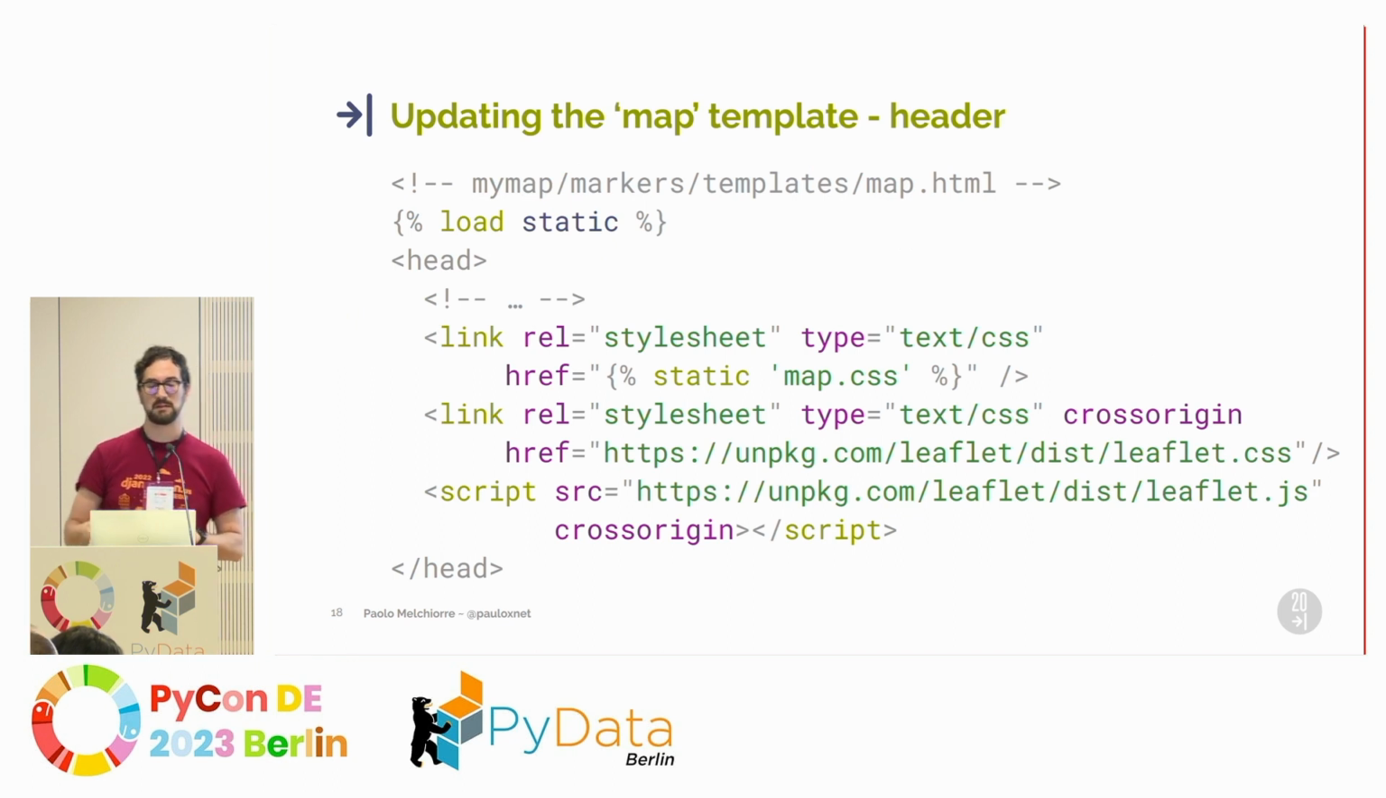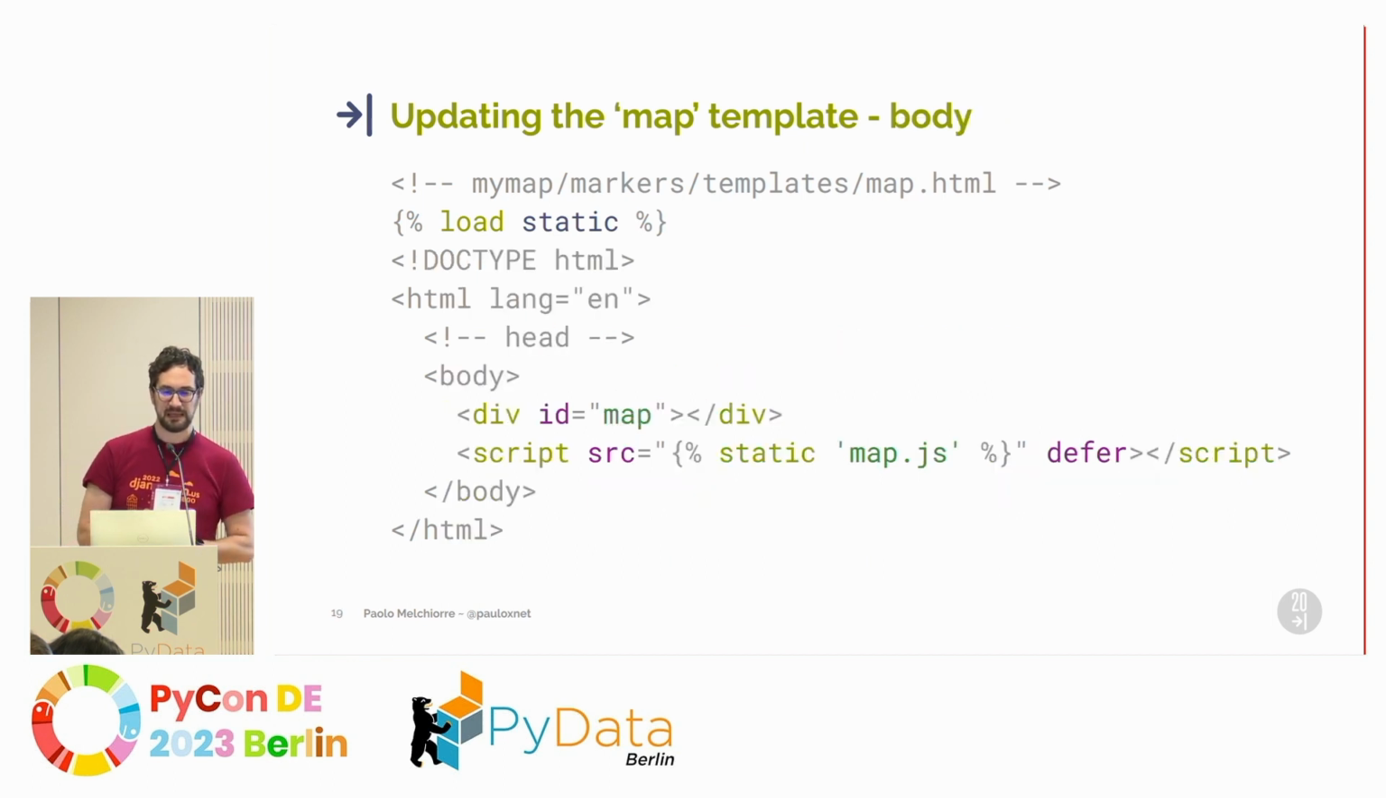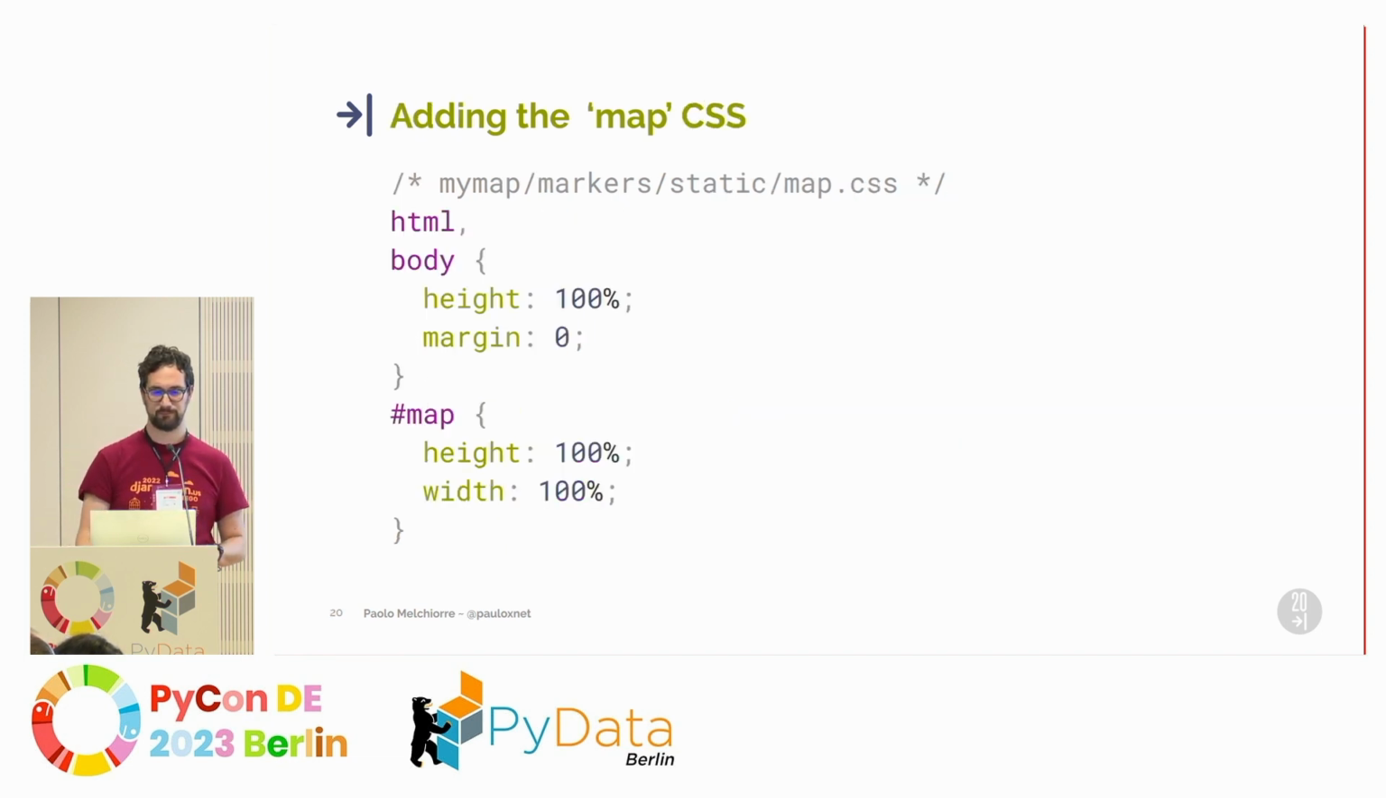To use Leaflet, we need to link in the head of the page its JavaScript and CSS modules in our template. In addition, using the Django static template tag, we'll also link our custom CSS file. In the body, we also need a div tag with a specific ID and our custom JavaScript file, which we are going to create now. We add our CSS file in the static directory, and inside it, we only add the basic rule to show a full screen map.